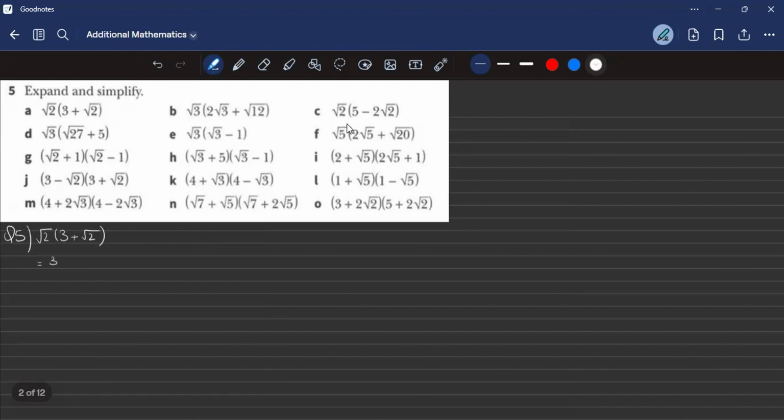3 under root 2 plus under root 2 multiplied by under root 2. So that would give me 2. And that's it. This is the answer.